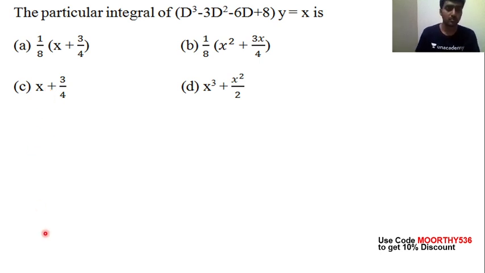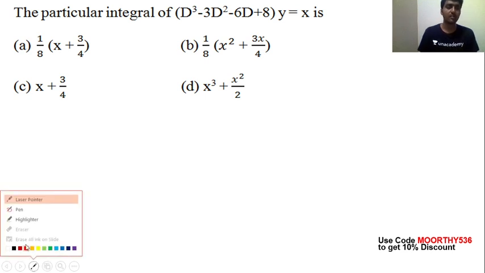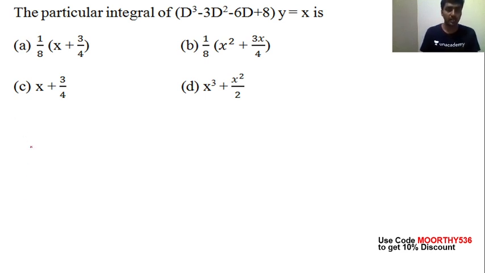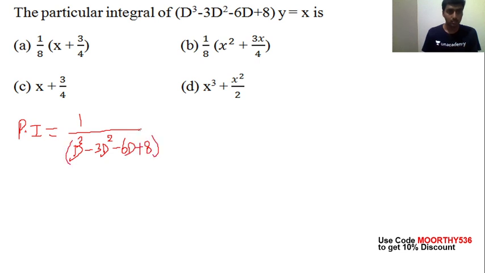Now I am deriving this differential equation here. You know that the particular integral PI is equal to 1 divided by f of D, which is 1 divided by D cube minus 3D square minus 6D plus 8, into x. What we are doing here is converting this equation into the 1 plus x format, the binomial expansion format.